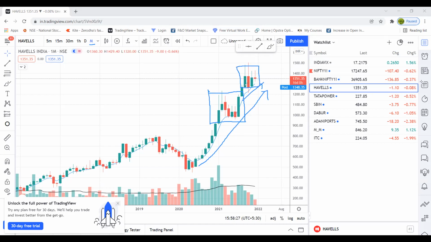If it breaks this particular line, then the price will further come down to this, and if it further breaks this, it will come down to this line, that is the price 1000. But this is acting as a resistance here, and this is the support. If it breaks the 1500 level, it will just be an upward trend. So let's look at another stock, Tata Power.